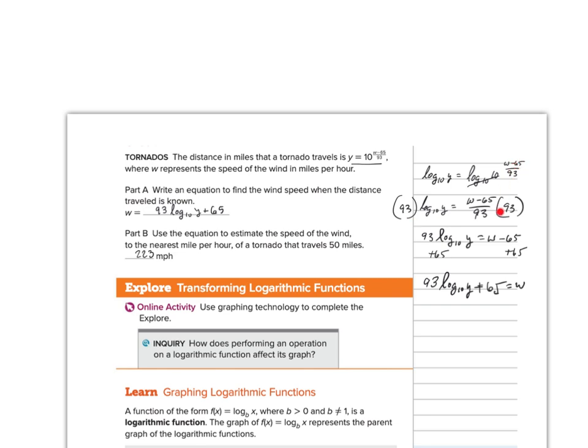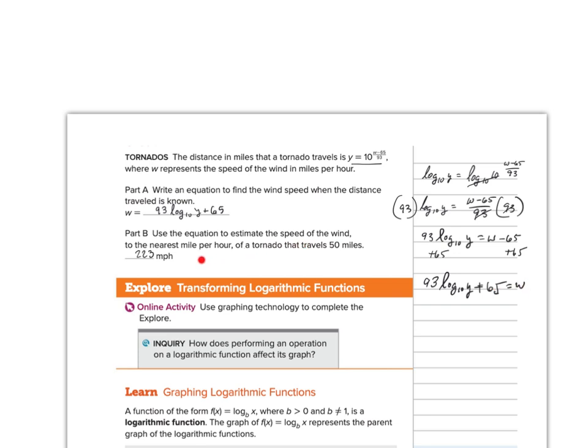So 90, and then I multiply both sides by 93. So that will simplify. 93 times the log base 10 of y, and then now I'm going to go ahead and add 65 to both sides. So now I have W by itself. W is equal to 93 log base 10 of y plus 65.